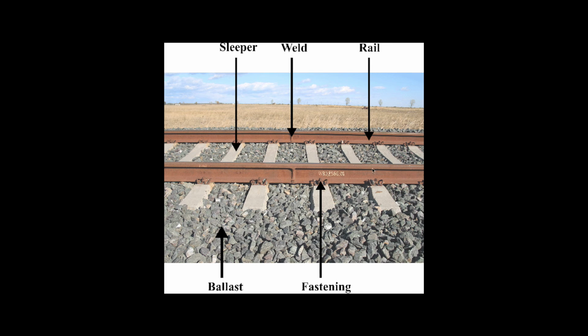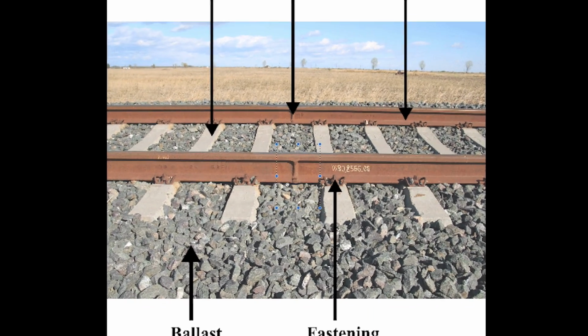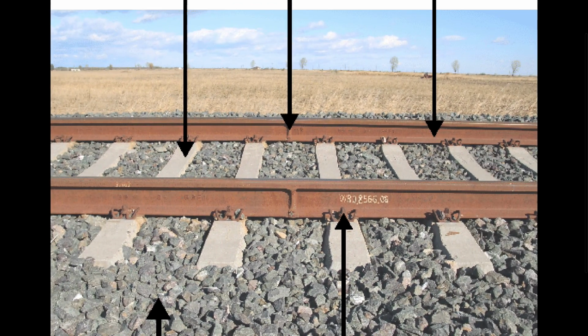And just another look here. This is another picture of the rail with the parts labeled. And it's important to note that on every rail, there are actually small sections that need to be welded together.